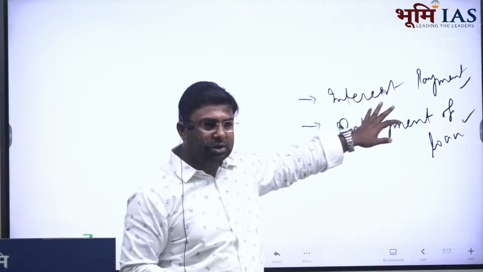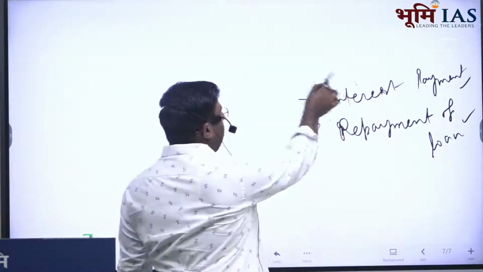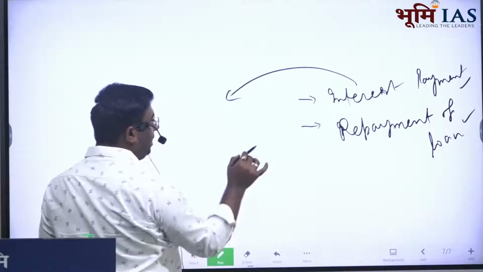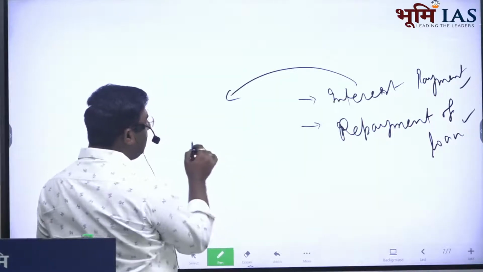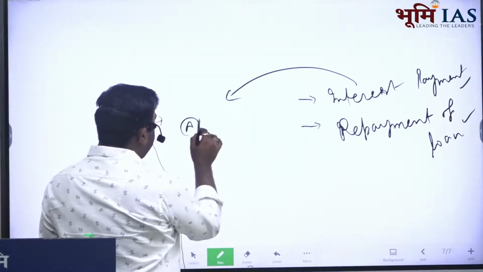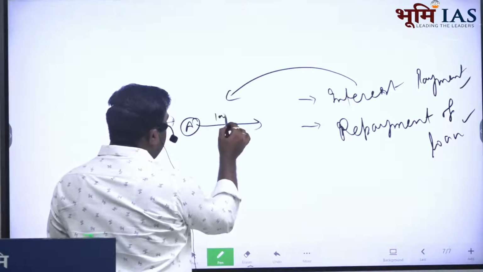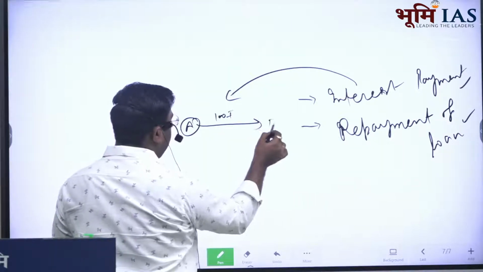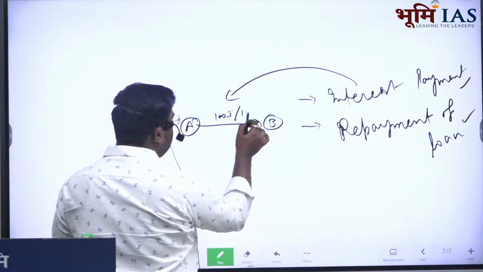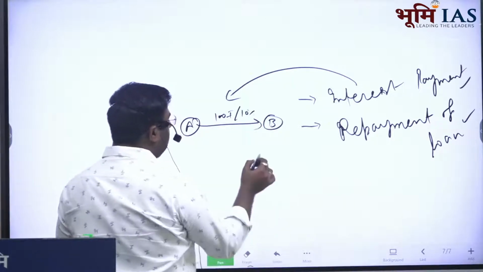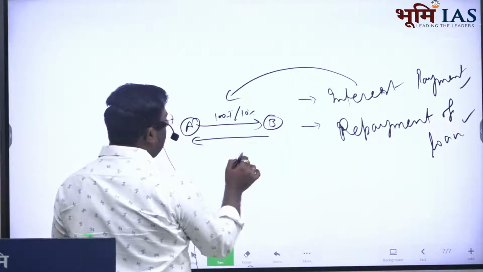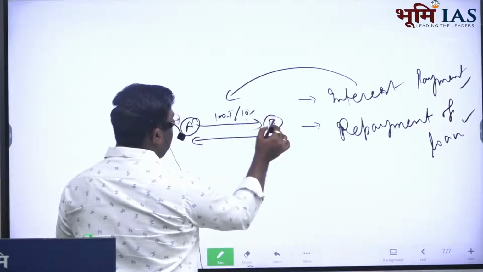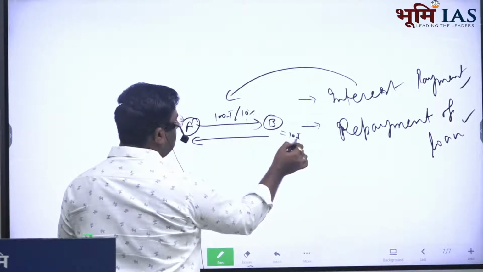That's the point. Interest payment word here means what? For example, if I try to explain this dimension with the help of an example, if A lent 100 rupees to B with 10% interest, it means the value of interest would be how much? 10 rupees?